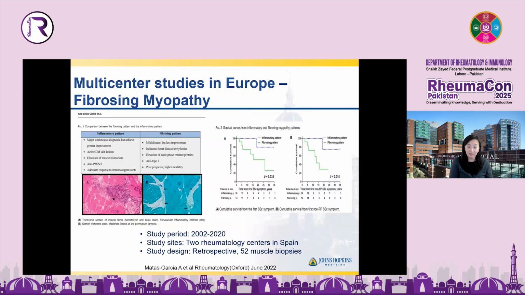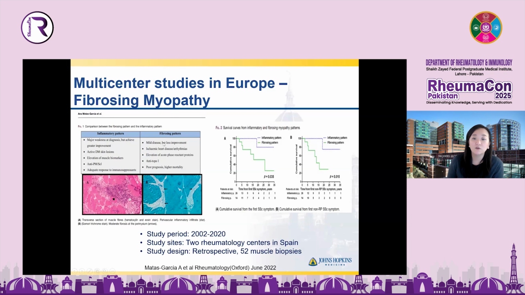And then most recently, fast forward from 2016, 2017 to now, in the past couple of years, there was another multi-center study, not in Italy, but now in Spain, where they did a similar study to ours. They looked at patients who had a fibrosing pattern, with a lot of endomysial and perimysial fibrosis, and compared them to patients who had dermatomyositis, but also had scleroderma.